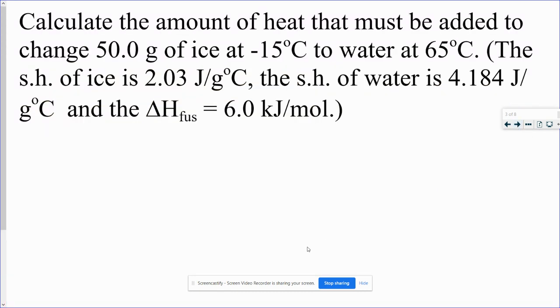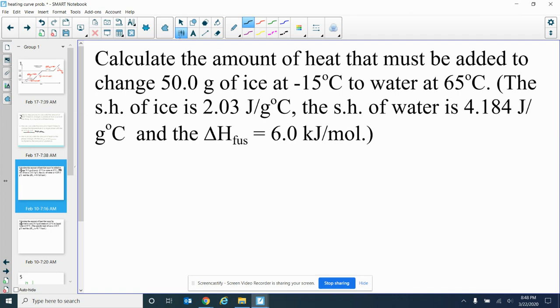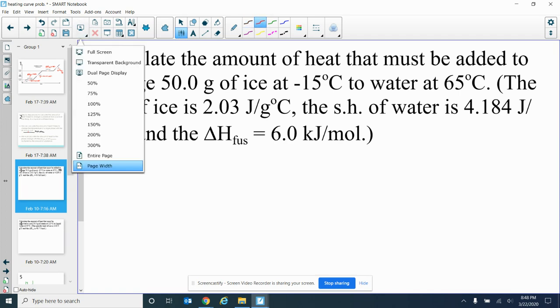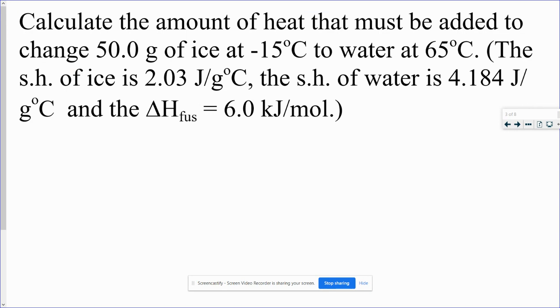So calculate the amount of heat that must be added to change 50 grams of ice at minus 15 to liquid water at 65 degrees. So I always like to draw my different steps, and that kind of guides my problem. So I know I'm going to take ice at minus 15, and then I'm going to heat the liquid water up to 65. So this isn't exactly to scale.